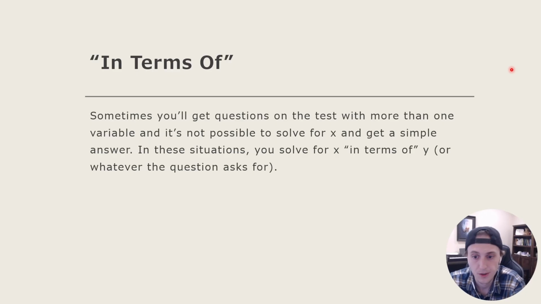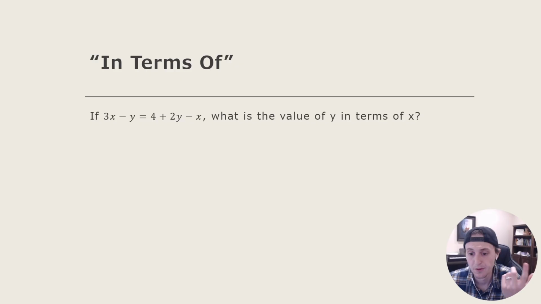But to do this, we're going to isolate one of the variables on one side and leave the rest of the variables on the other. So if I said solve for x in terms of y, what I'm asking you to do is isolate x and put y on the other side. Here's an example of what we're talking about.